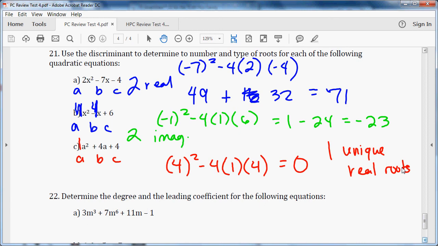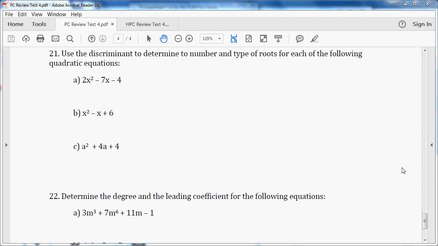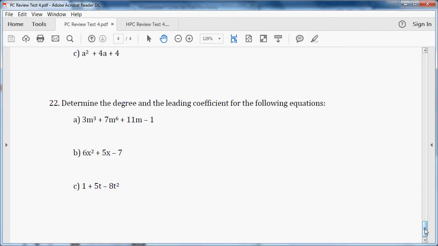CP, your last one, 22, 24 on honors. Determine the degree and leading coefficient for the following equations. Hopefully this is very easy for everyone. Degree and leading coefficient. Okay, the degree, that is the highest exponent. So for a, that is 6. The leading coefficient is the coefficient in front of it, which is 7.